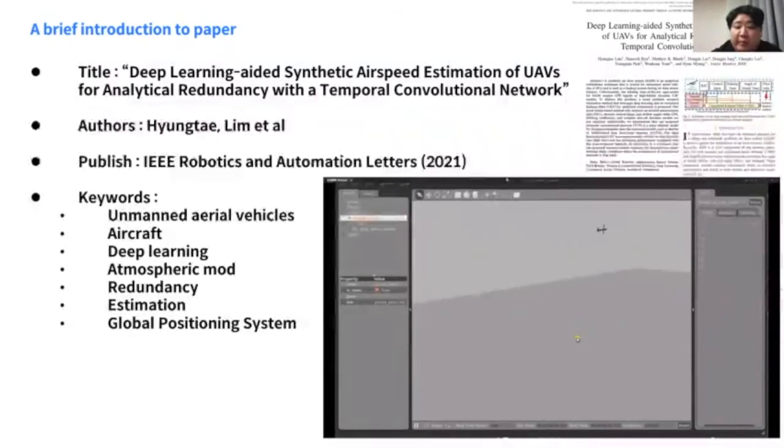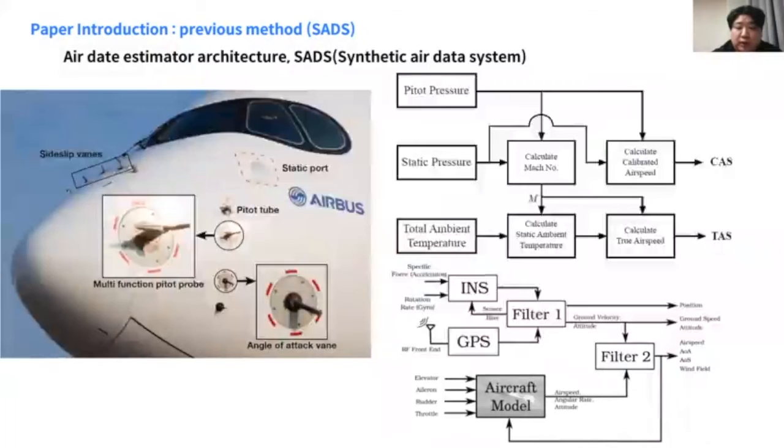Our prepared paper is about the estimation of UAVs. It was published in the IEEE Robotics and Automation Letters. This paper is about airspeed estimation of UAVs. There is the SADS method, which is the method of measuring the existing airspeed. Briefly explained, airspeed is measured using the pitot tube.